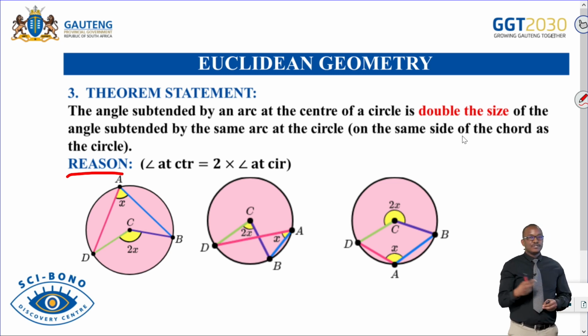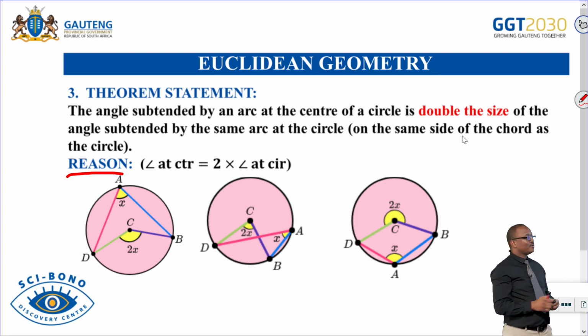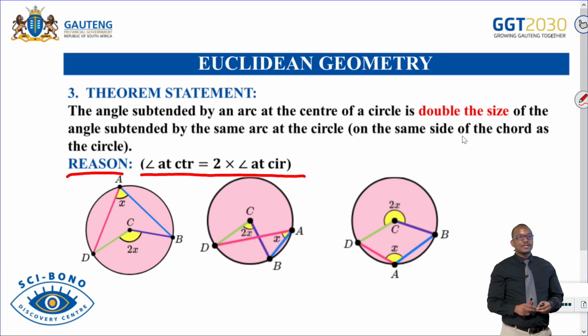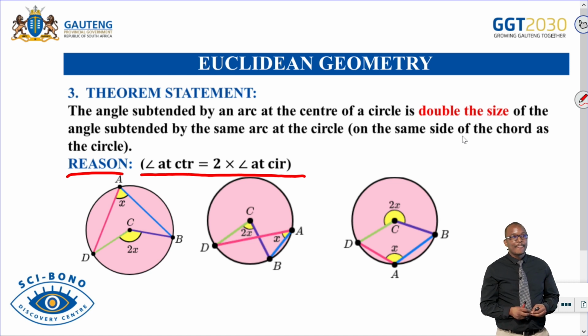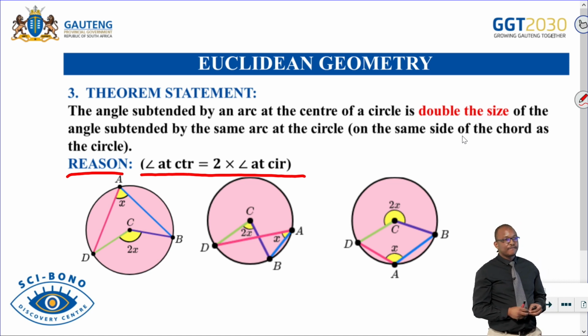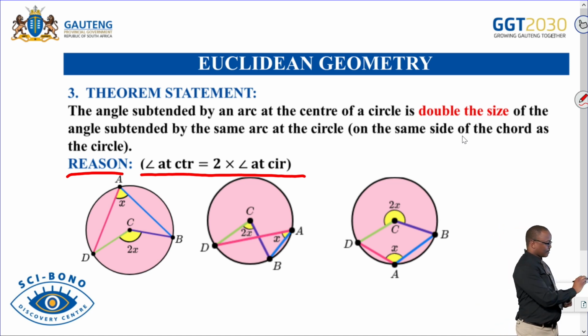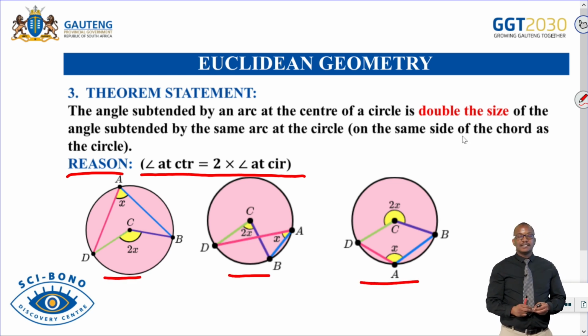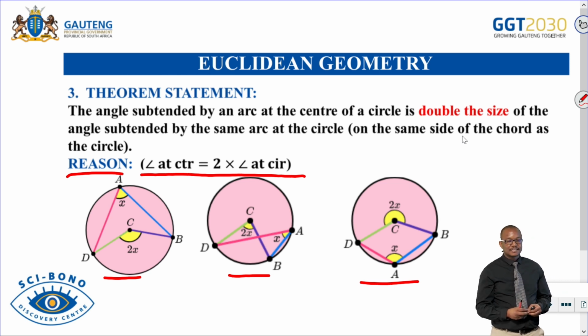Remember, when you give a reason, you need to shorten it up. It will say the angle at center is equal to 2 times the angle at circumference. That's what theorem 2 basically means. Then you have 3 ways where we can identify that angle at center is twice the angle at the circumference.